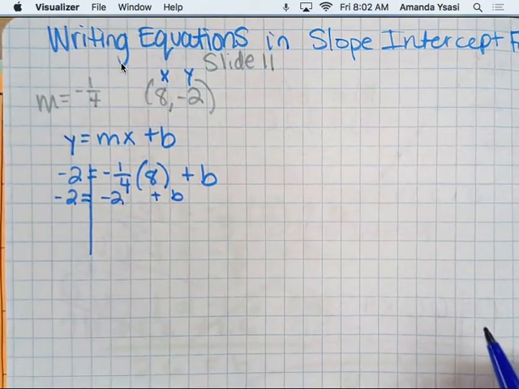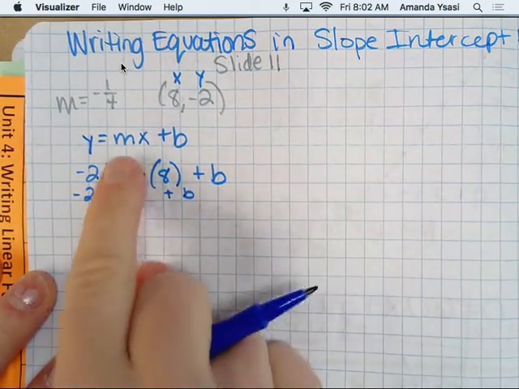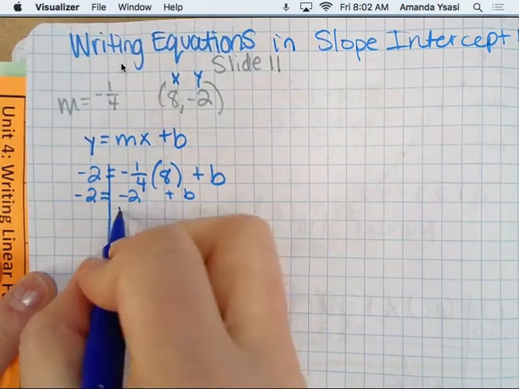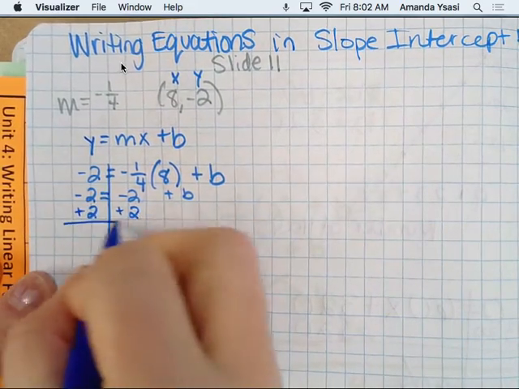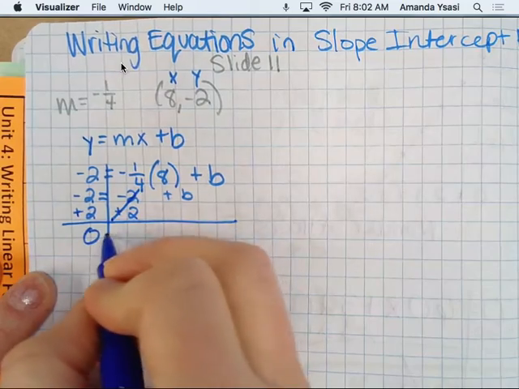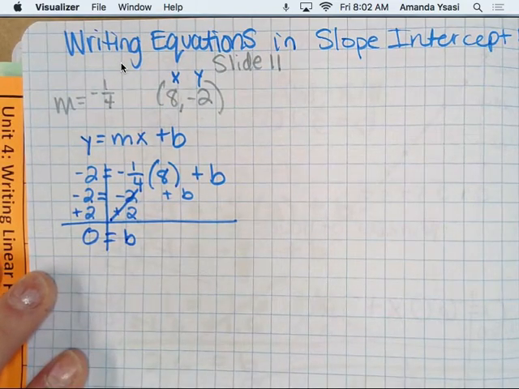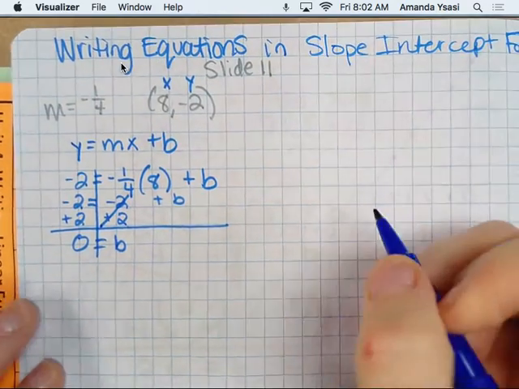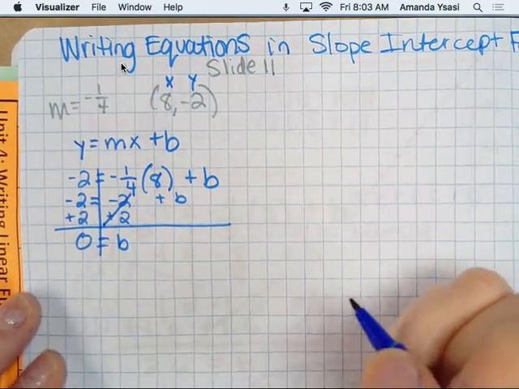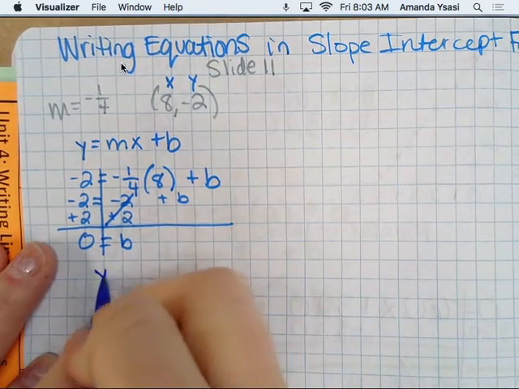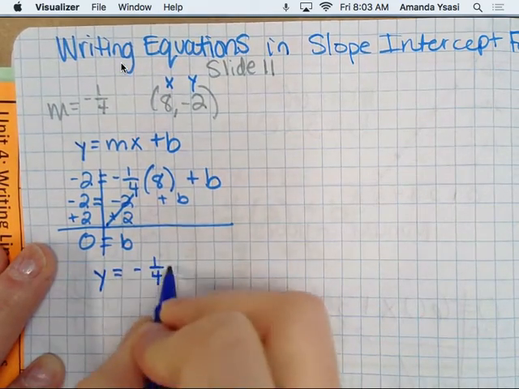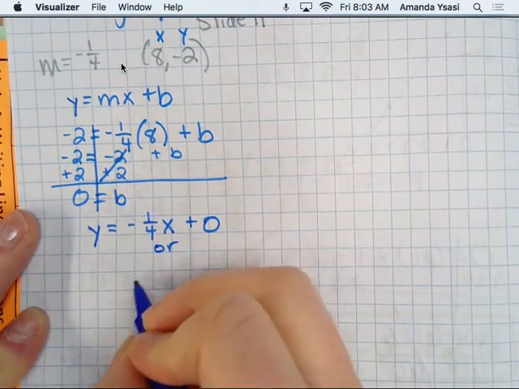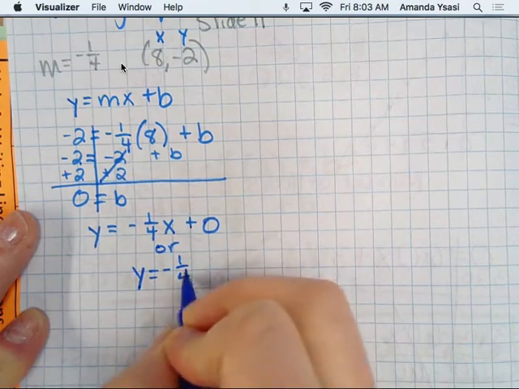Okay. So I replace the negative 1/4 times 8 with negative 2. I need to solve for b, so I'm going to add 2 to both sides. 0 equals b. So now I'm going to replace the m and the b to write the final equation. So y equals negative 1/4 x plus 0, or just y equals negative 1/4 x.